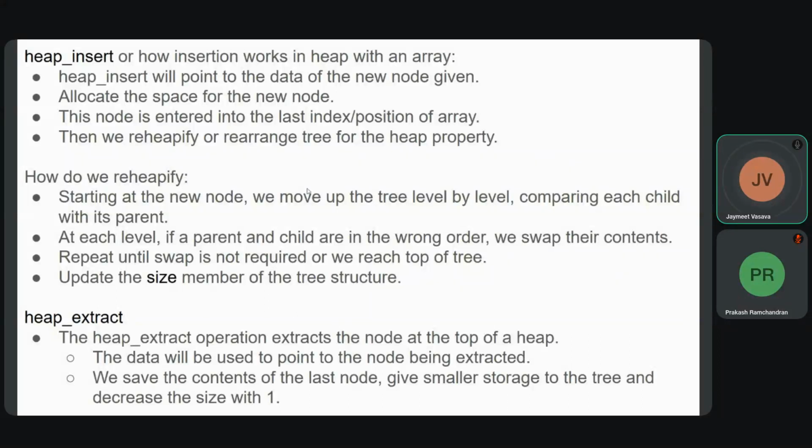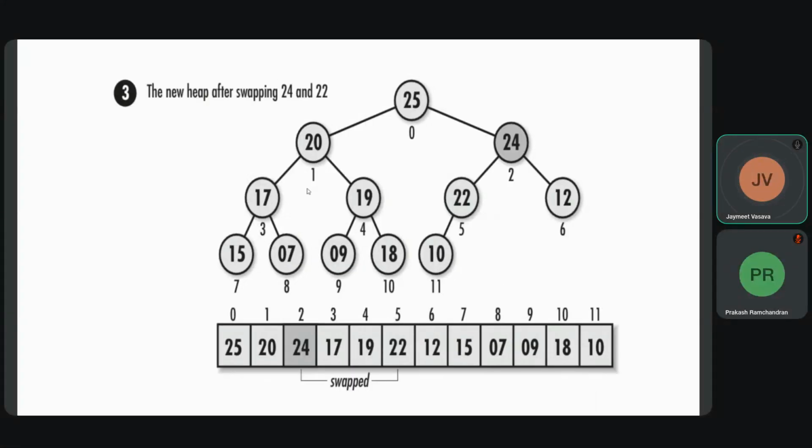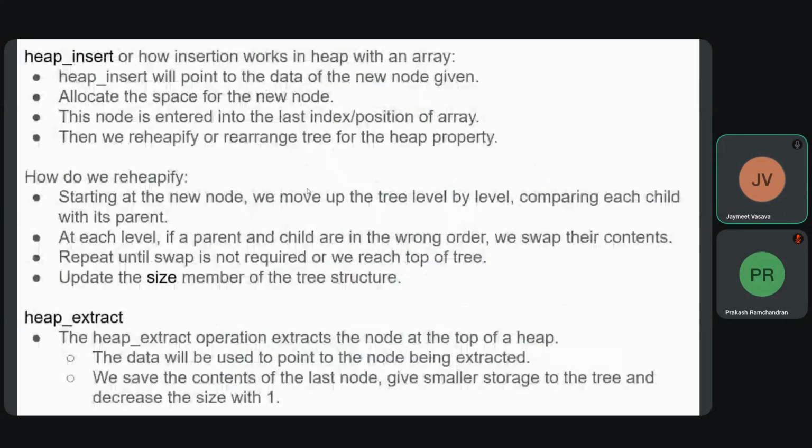Starting at the new node, we move up the tree level by level, comparing each child with its parent. That's what we did here: we compared 24 with 22, and if they are in the wrong order, we swap their position. We repeat this until we reach the top, or no swaps are required. In our example, we didn't require any swap. In the end, we update the size member of the tree structure because we inserted a new node.